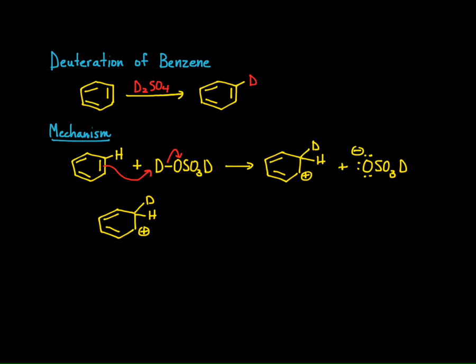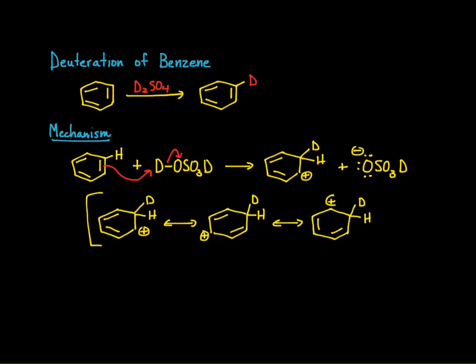So again, we're going to donate a pair of electrons from that pi system, from the pi bond to the carbocation, and we get another carbocation, right? And then we can donate the pi electrons from the top one, and we get our third carbocation. So these are the 3 resonance structures.